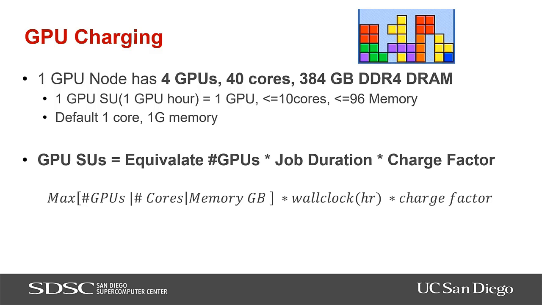The equation here is similar: equivalent GPUs, job duration, charge factor. But again, the max is going to be out of GPUs, cores, or gigabytes of memory. So whichever has the most there is where it's going to fall in.